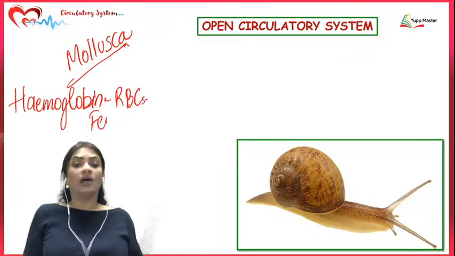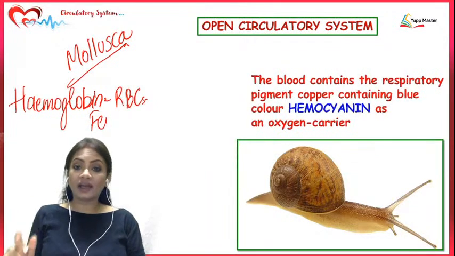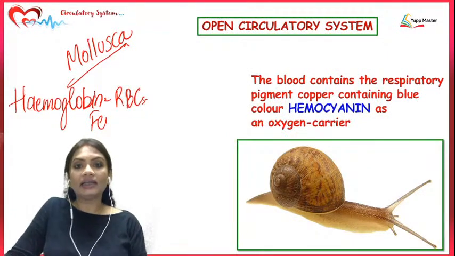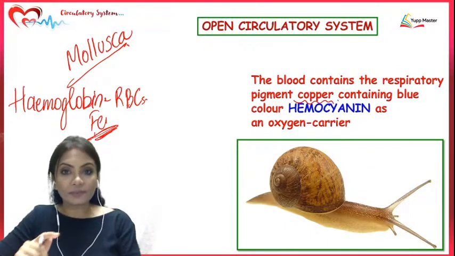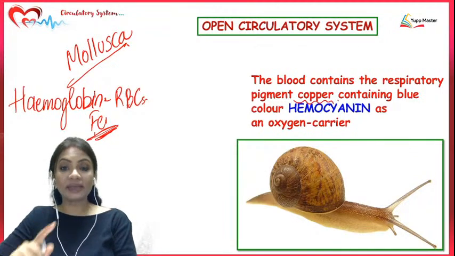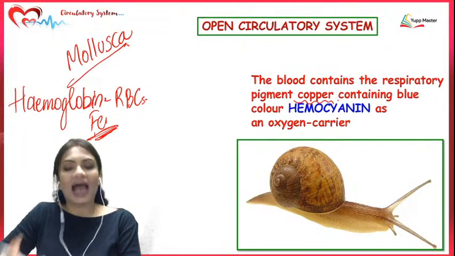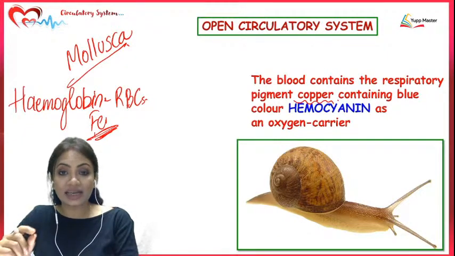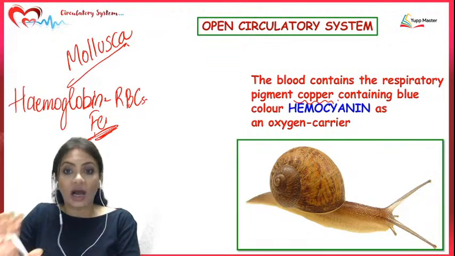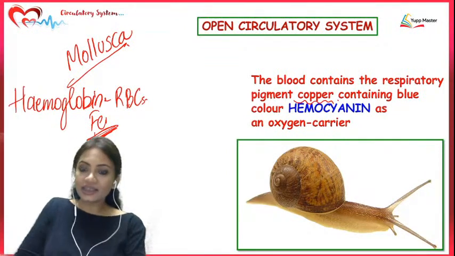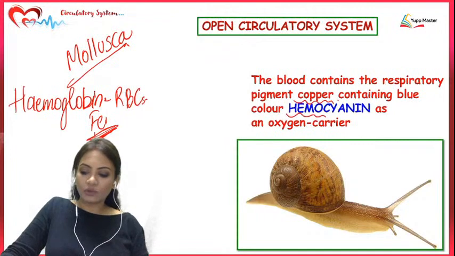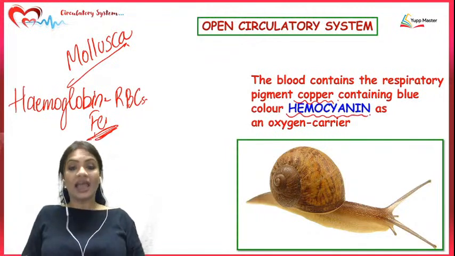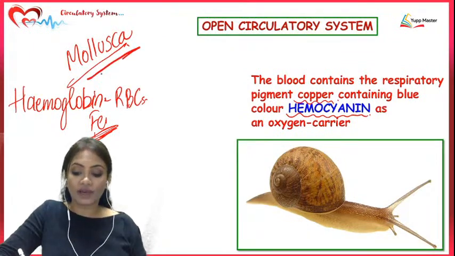Now talking about the blood of a mollusk, their respiratory pigment contains copper, it does not contain iron. Because of the presence of copper, which always imparts a slightly bluish color, the blood of a mollusk appears bluish in color. Hence, instead of hemoglobin, we call this pigment hemocyanin. So hemocyanin is the major oxygen carrier in those animals which belong to the phylum Mollusca.